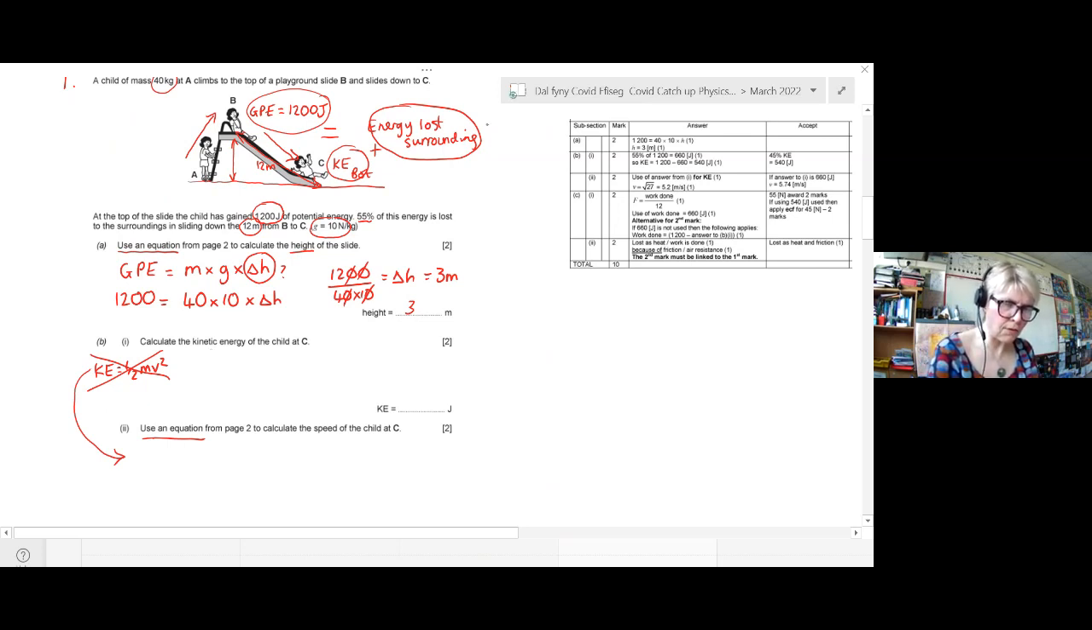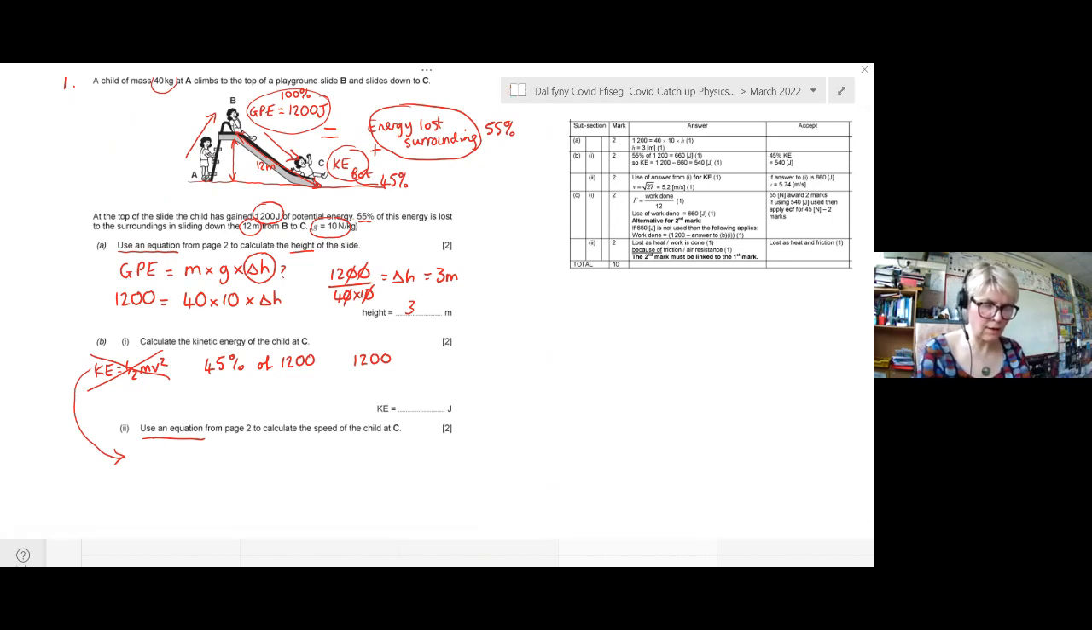So you have been told that 55% of the energy is lost to the surroundings. 100% is what we started with initially. So that means that 100% was the gravitational potential energy, and that's going to be converted into kinetic energy at the bottom and the energy lost to the surroundings. So the kinetic energy at the bottom will represent 45%, because energy cannot be created nor destroyed. So 45 plus 55% will make your 100% that you had initially. So if you work out what 45% of 1,200 is, then you will get the kinetic energy. You can also do it another way. You could work out 55% to get the energy lost to the surroundings and take it away from your 1,200. That's equally doable.